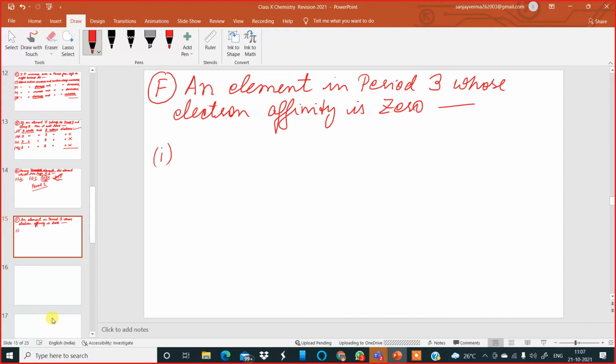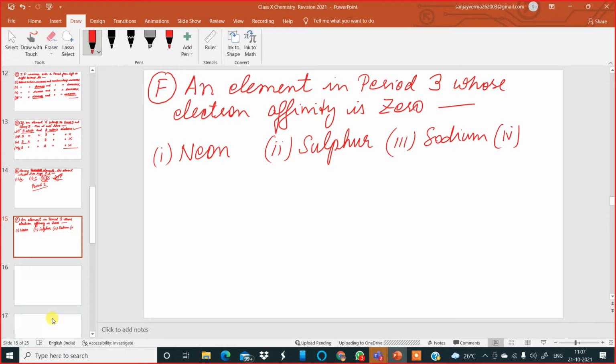Subpart 1, I'm writing neon. Subpart 2, I'm writing sulfur. Subpart 3, I'm writing sodium. Subpart 4, I'm writing argon. So you choose the answer. Option 4, argon. The answer is argon.